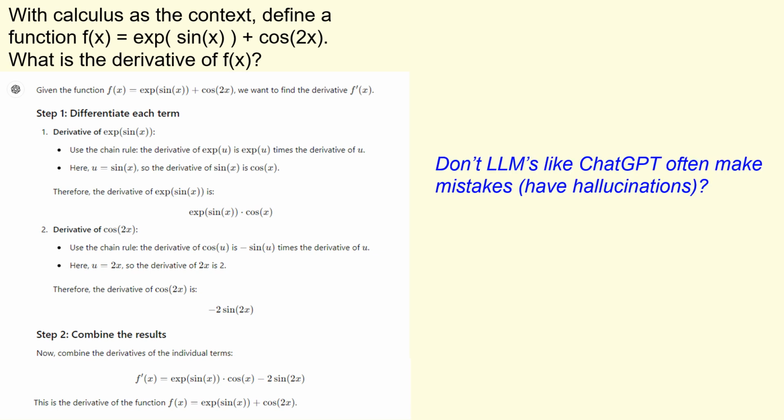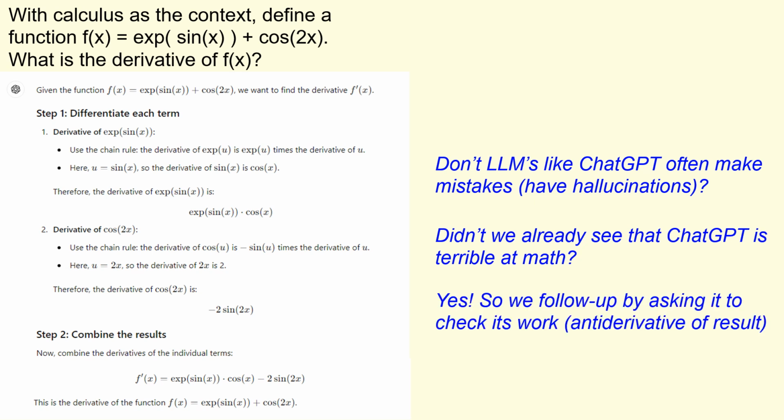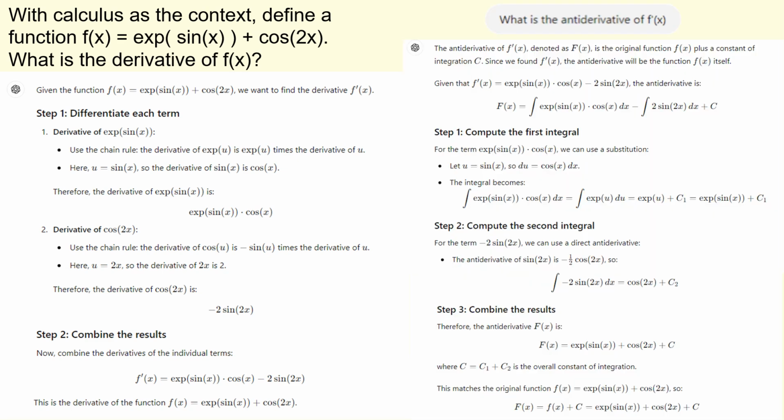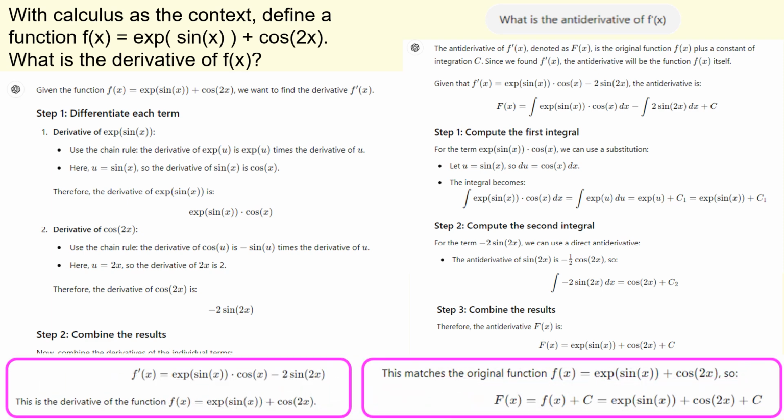But don't large language models often make mistakes, have hallucinations? We've already seen ChatGPT is terrible at math. Yes, we've seen all that. So we ask it to check its work. In this case, take the antiderivative of the result. So what is the antiderivative of that derivative? And here it goes through, and it does a calculation of an antiderivative. And notice that it knows what's going on. It's trying to obtain the same result. It does this correctly, and sure enough, it worked.